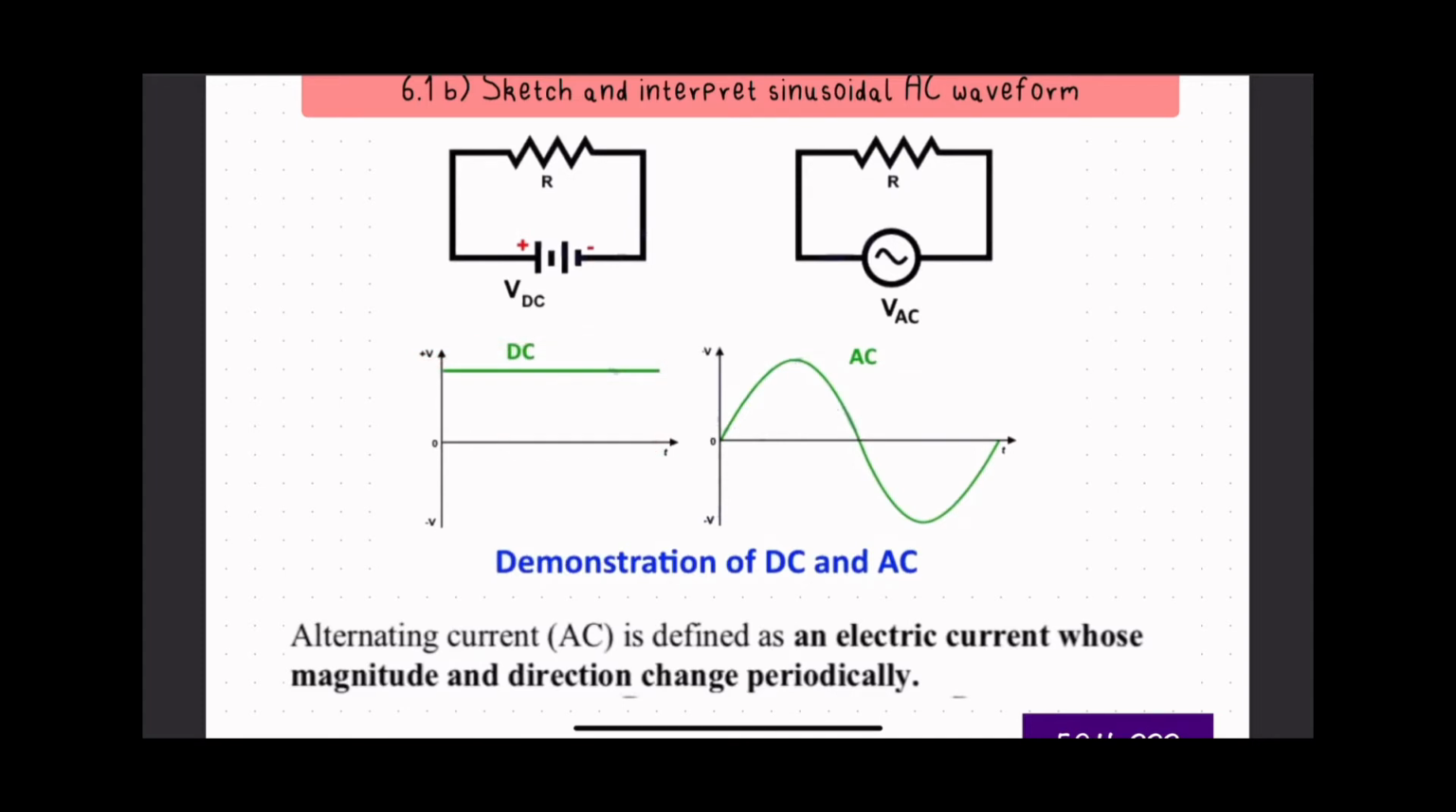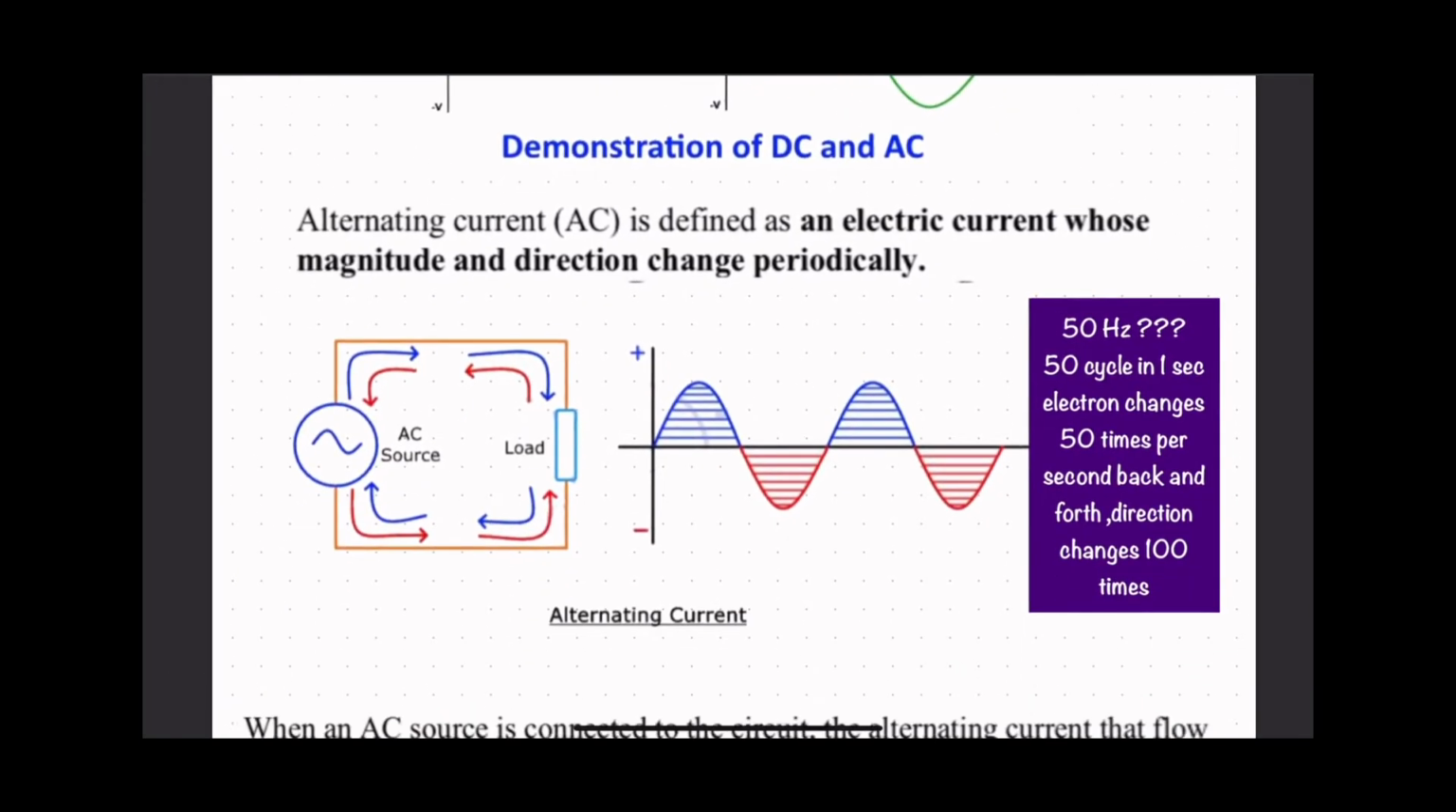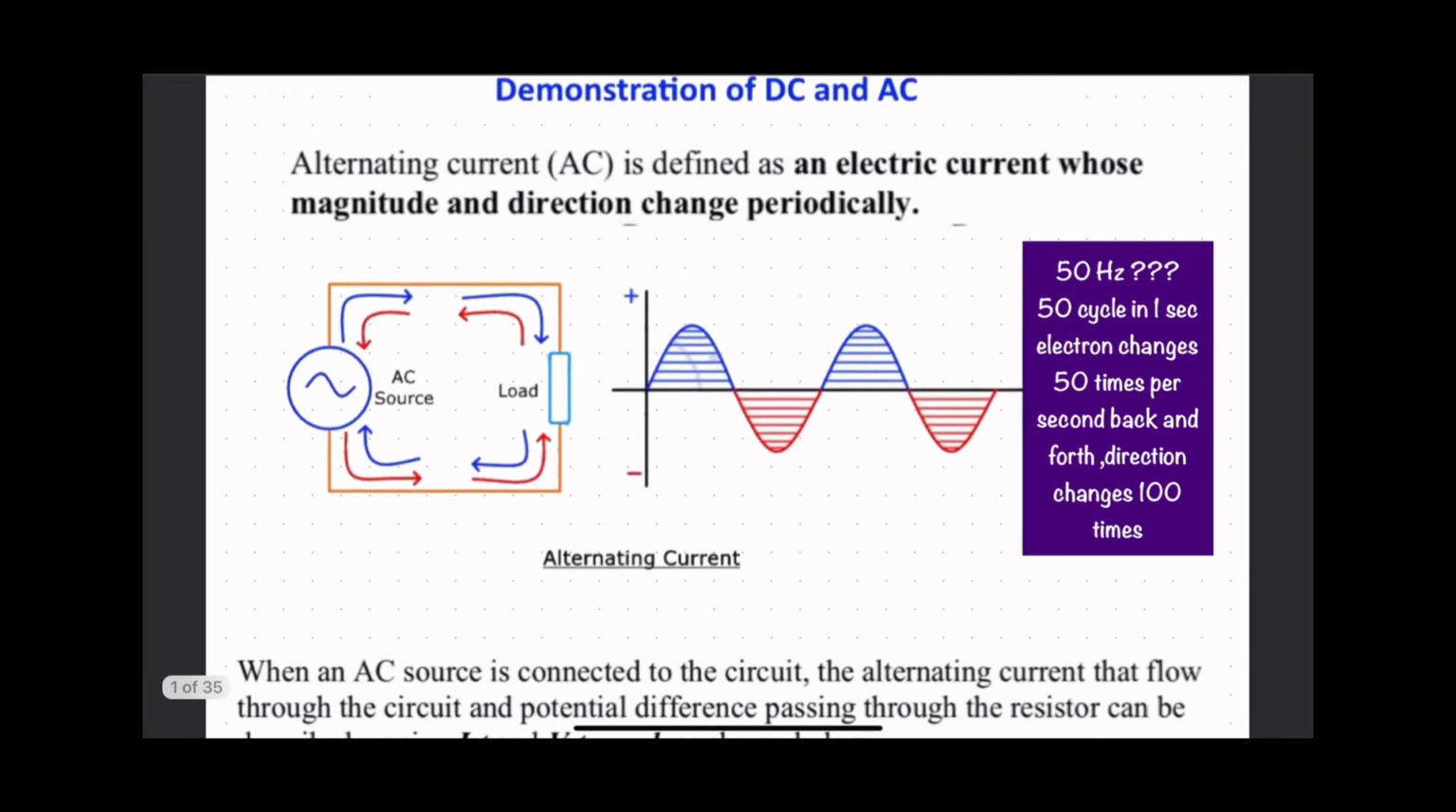How about AC? AC is alternating current, where electrons move in two directions, forward and backward. So they will produce voltage or current that changes predictably with a particular time. Means that at any position of time, the voltage or the current will be changed. So, demonstration of DC and AC.